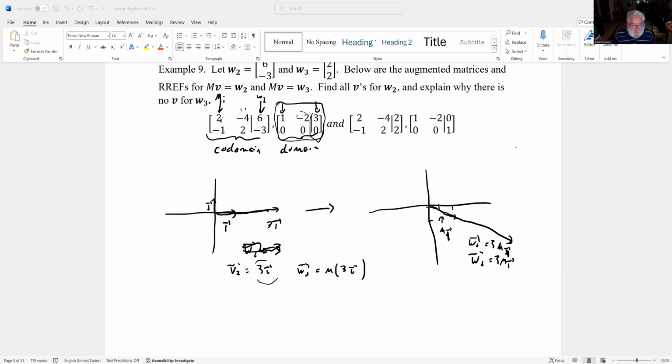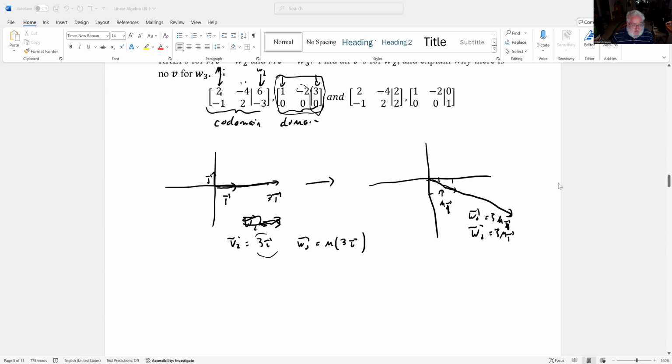So what we'll do is rewrite our notation, because it's getting a little messy here. This is minus 4, 2. This is 6 minus 3. I'm going to call this vector V1 and this vector V2, and this vector is W2. And this is all in the codomain. And we know that W2 equals 3 times V1.